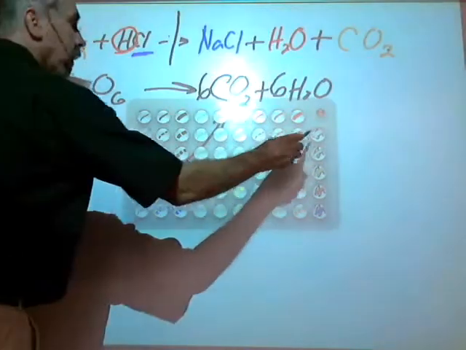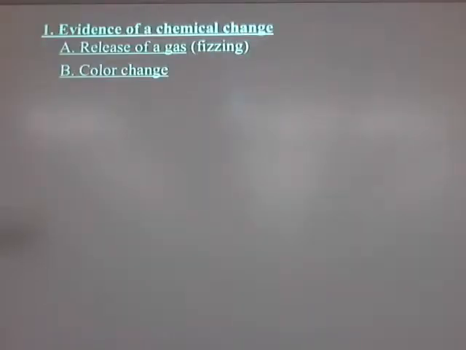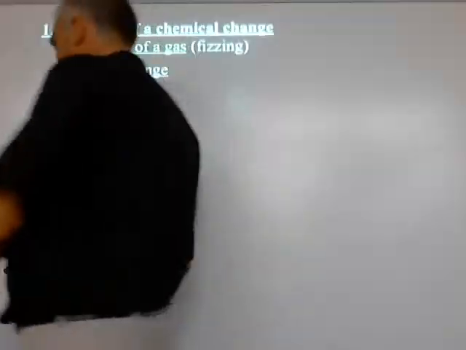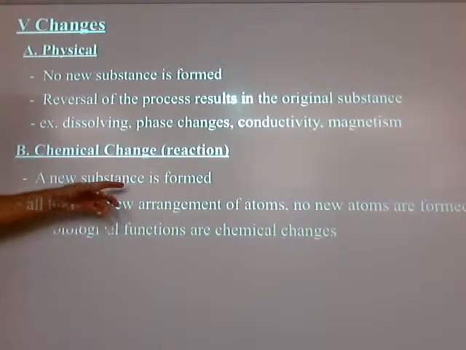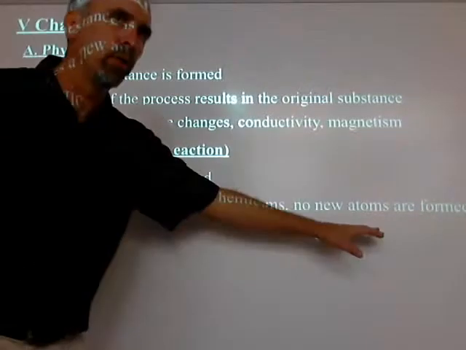All right, let me erase this part here. Once again, I saw a rearrangement of the atoms. That is key. I want you to go back here. Let's go back. I said I'd be talking about a couple of things here today. A new substance is formed in a chemical change, and there's a new arrangement of atoms. No new atoms are formed. I'm not creating or destroying them. I'm going over all that for you.